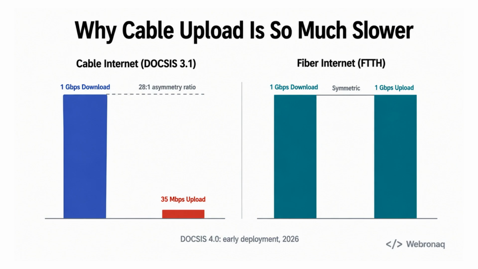Fiber has no such constraint. Light signals have no directional legacy, so a 1 gigabit fiber plan delivers 1 gigabit both ways. DOCSIS 4.0, which is in early deployment as of 2026, promises to close this gap, but full rollout is still years away. For remote workers, streamers, and cloud backup users, this asymmetry gap is very real today.